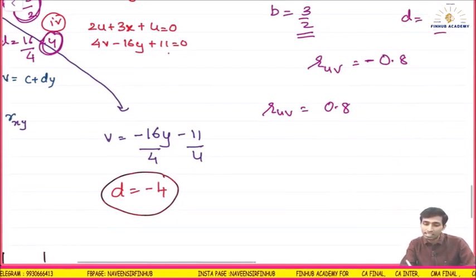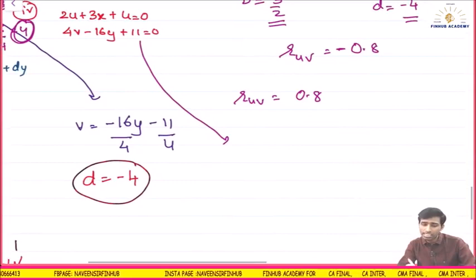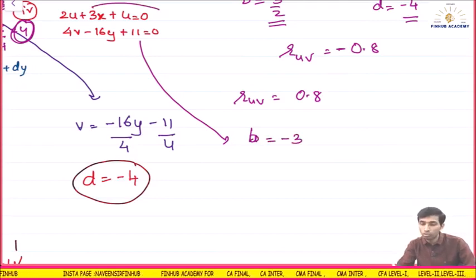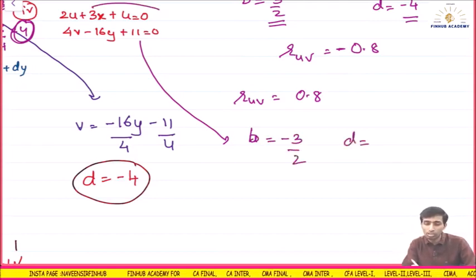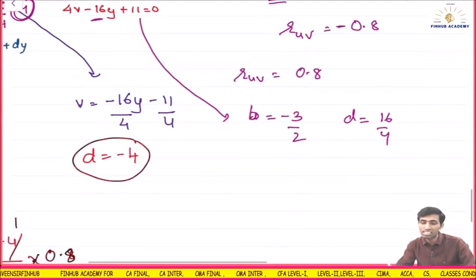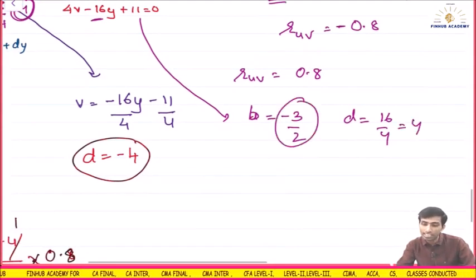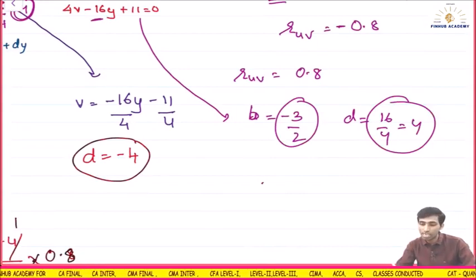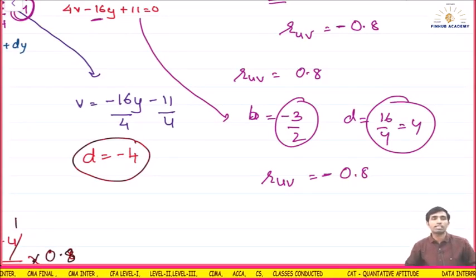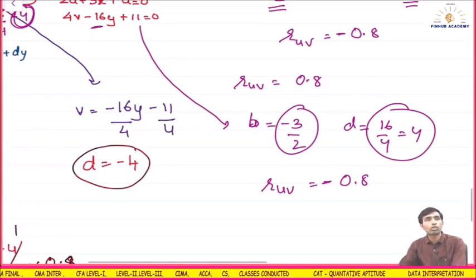In this case, listen, b will be minus 3, because this 3 will go this side upon 2. So the d value will be, this will become positive, so 16 upon 4. Understood? So the answer is 4. One is negative, one is positive, right? So my ruv will be 0.8, not only 0.8, because it has a different sign, it will be minus 0.8. Easy. Understood? No need to solve it again and again.